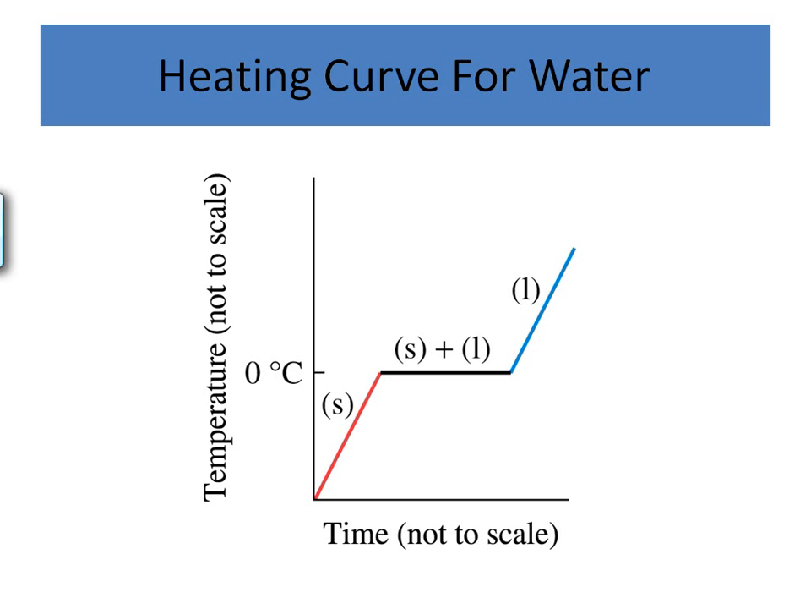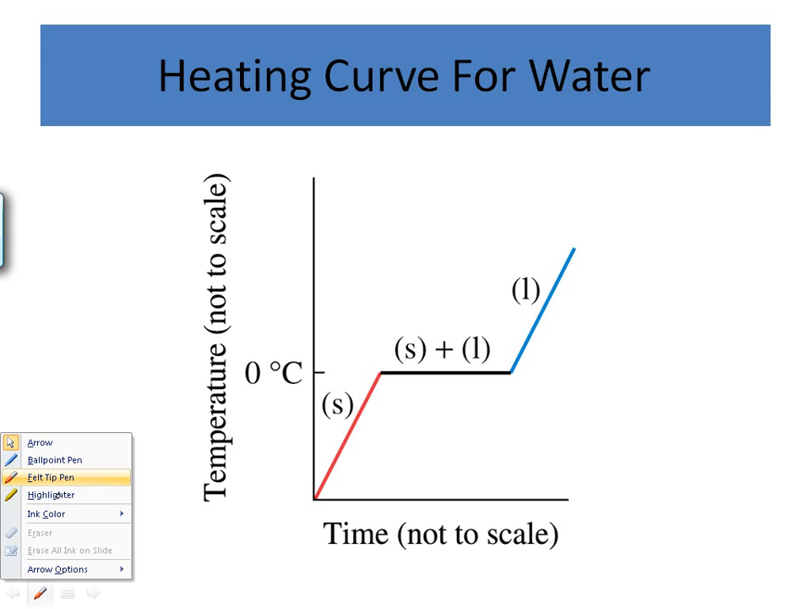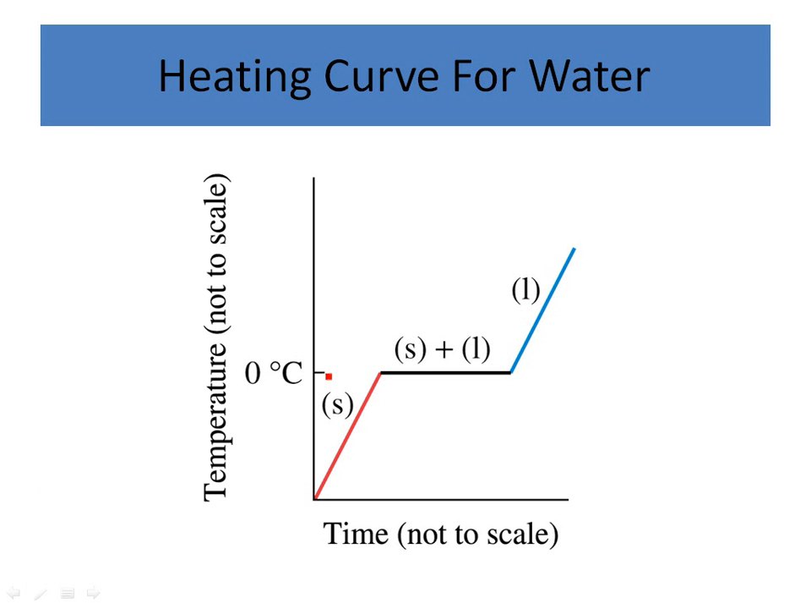Okay, heating curve. This one is for water, and the way that you can tell is that, let's get our pen going. Here we're going from solid to this flat line. That's our melting occurring right there, and so the temperature at which that phase change happens is our melting point.